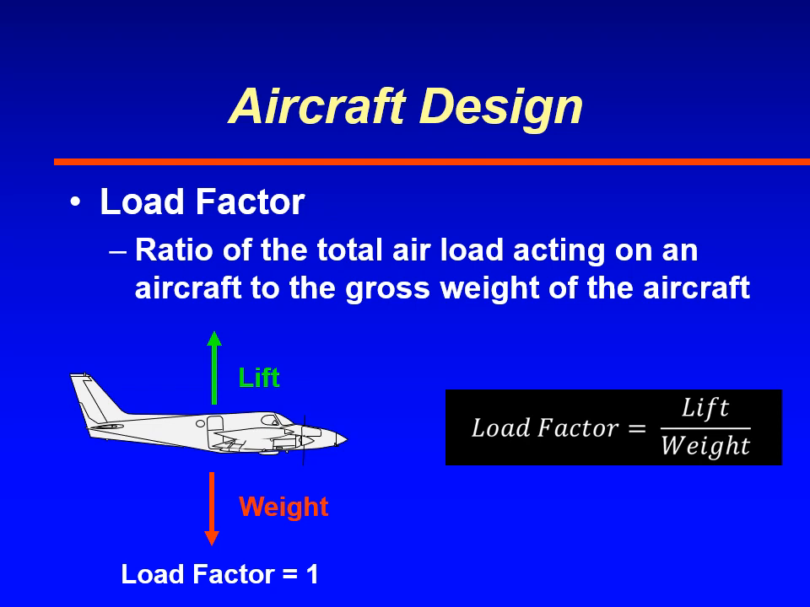One other thing we need to talk about before we get into turbulence and how turbulence affects the aircraft is the load factor. What load factor is, simply, is the ratio of the total air load acting on an aircraft to the gross weight of the aircraft. So in other words, in straight and level flight, when the airplane is flying along, lift is equal to weight. And if you put that into the equation, the amount of lift counteracted by weight, you'd have a load factor of 1.